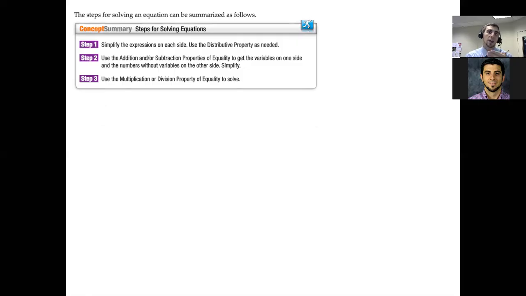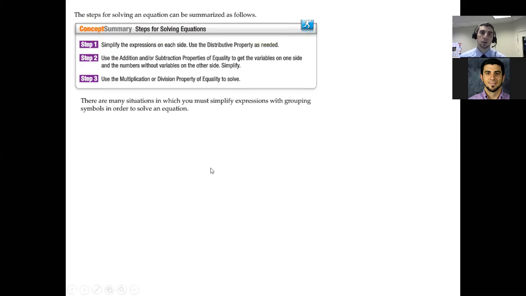Be careful, if the variables cancel out, then you either have no solution or all real numbers, depending on if you get a true statement or a false statement. There are many situations in which you must simplify expressions with grouping symbols in order to solve an equation.